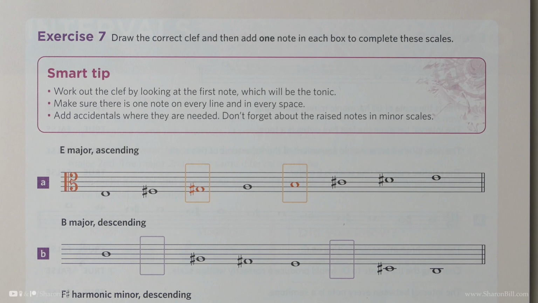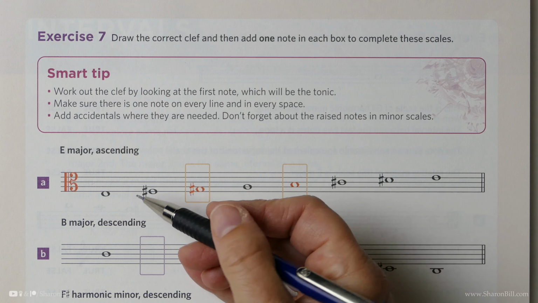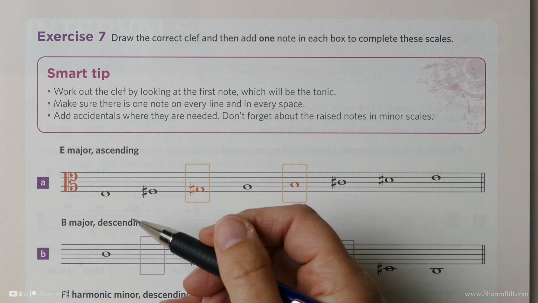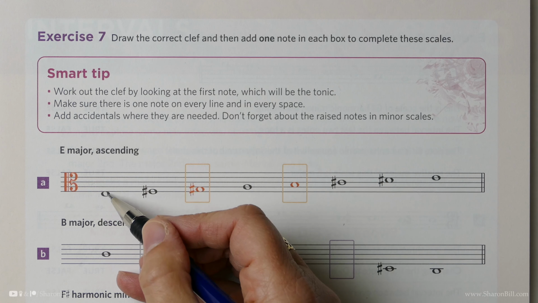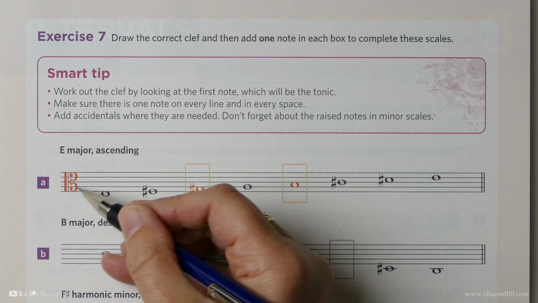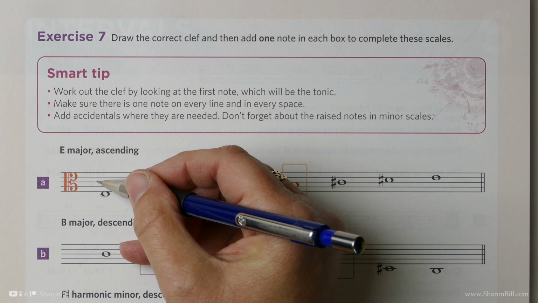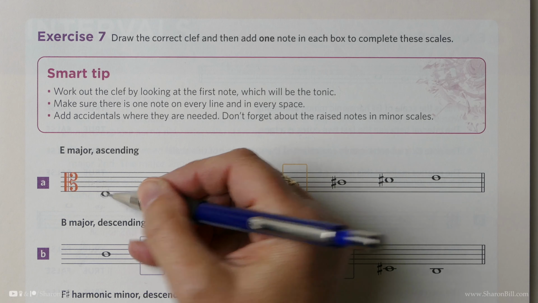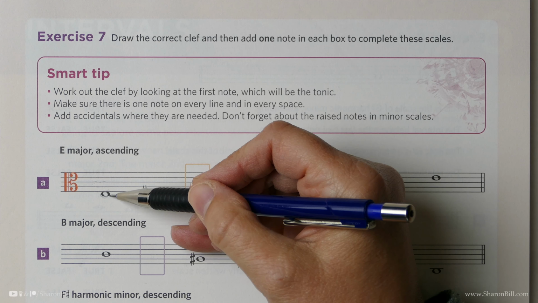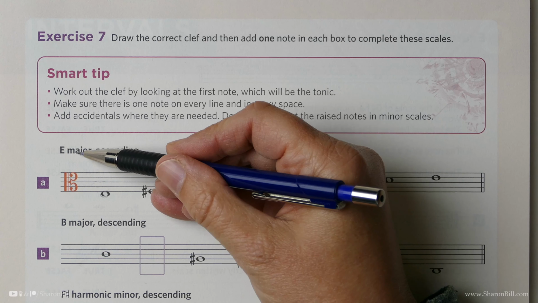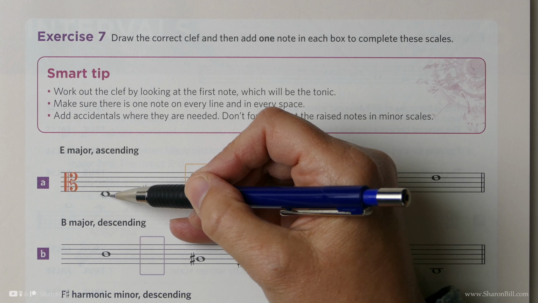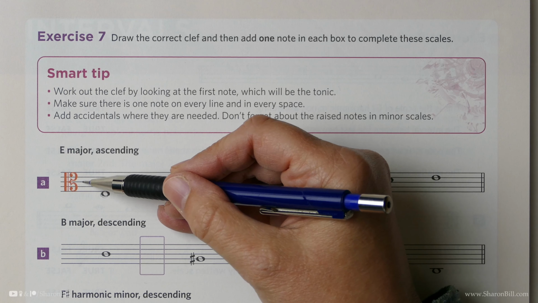So let's just look at this first example that they've given us. So we need E major ascending. So of course the first thing is it must begin on E. And so to make this a note E, it must be alto clef: C, B, A, G, F, E. If that was the treble clef, that would be a D. So you can't have E major beginning on D. And then if it was the bass clef, it'd be F. So it's got to be the correct clef.